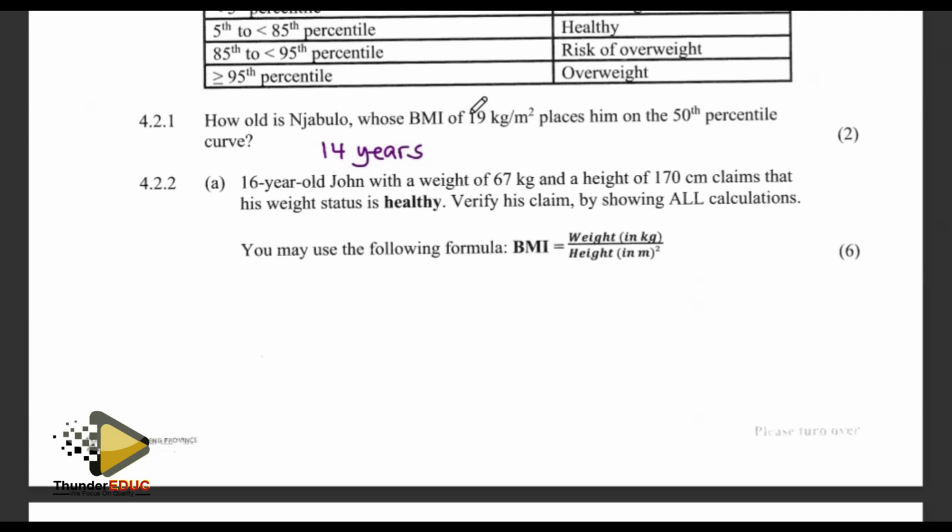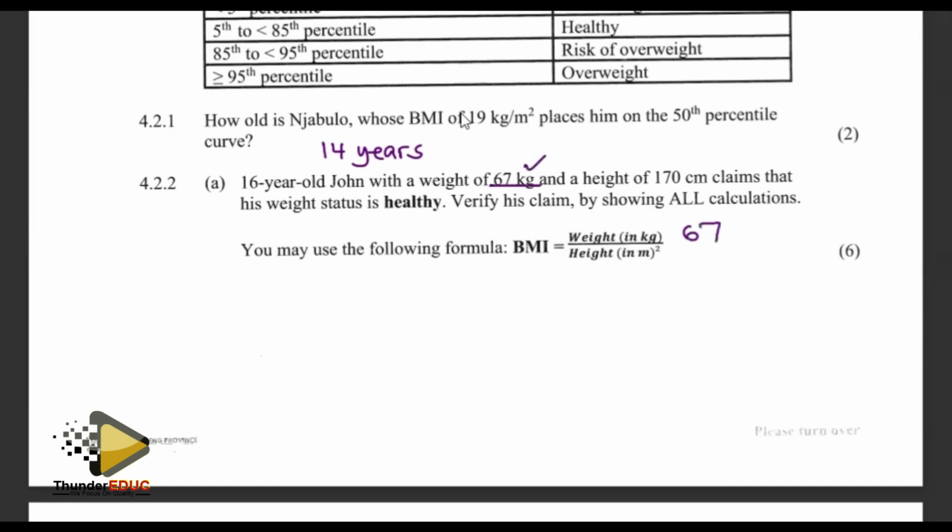16-year-old John with a weight of 67 kilograms and a height of 170 claims that his weight status is healthy. Verify his claim by showing all calculations. Now, first and foremost, when you're given a formula like this, remember, does it match? Yes, we're looking for BMI. Weight has to be in kilograms. Check. We don't need to change.